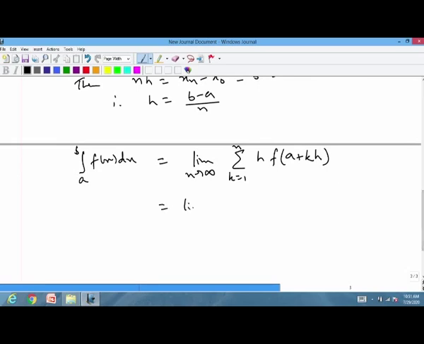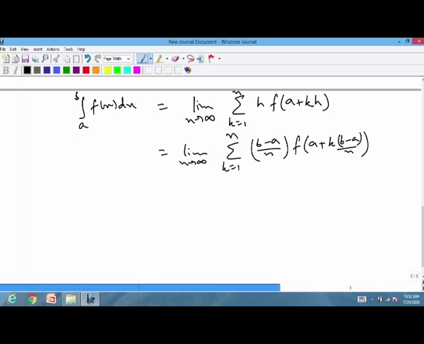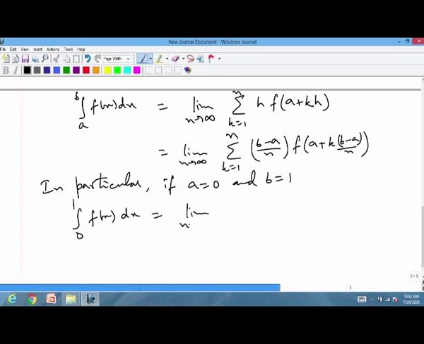This is the same as the limit as n tends to infinity of the summation k equal to 1 to n of (b minus a) by n, this is h, times f of (a plus k times (b minus a) by n). So, this is the formula for the definite integral in terms of the limit of the sum of these areas. So, in particular, if a is 0 and b is 1, then we get the integral 0 to 1 f x dx is equal to the limit as n tends to infinity of the summation k equal to 1 to n of 1 by n times f of k by n.